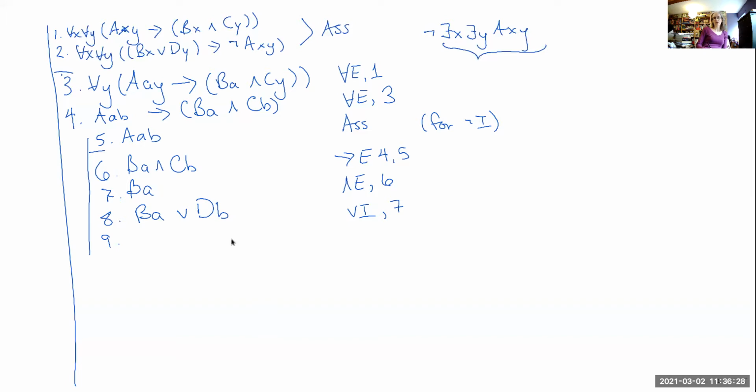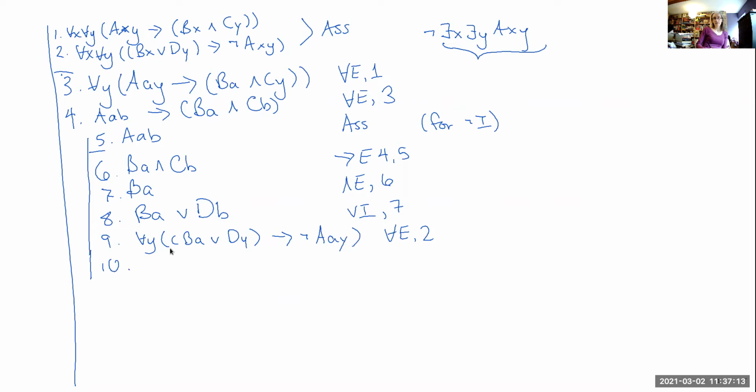And now I have something that would give me the antecedent of a conditional if I can actually get a conditional that doesn't involve variables but involves our constants. So universal elimination on line 2, I'm going to replace the x with a. So we still have the for all y, but then either Ba or Dy implies not Aay. So that's universal elimination, line 2.